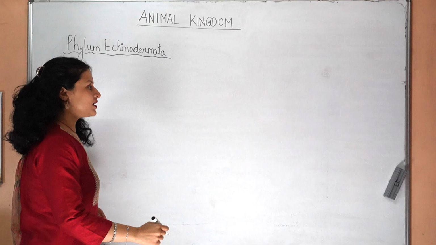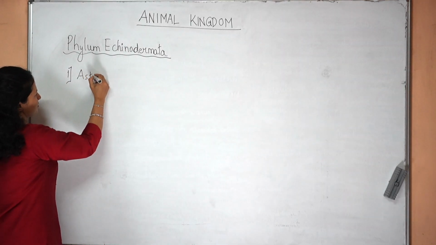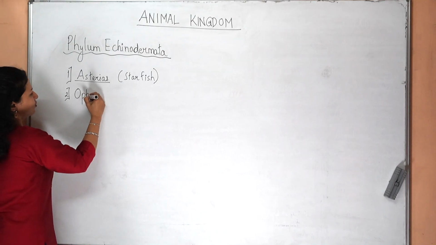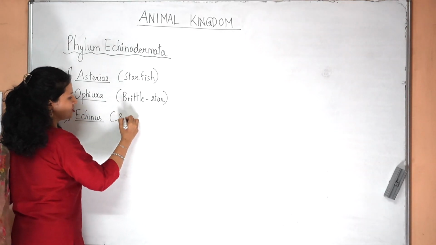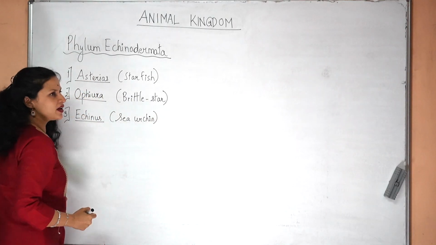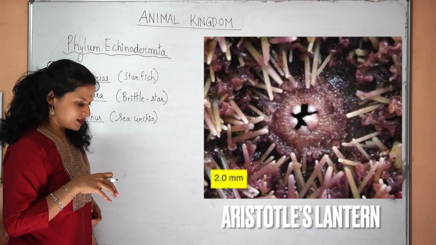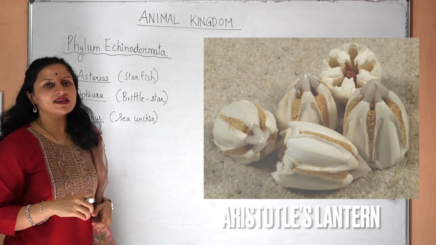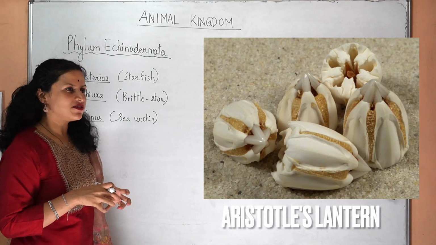Finally, let's cite the examples of echinoderms. The first one is Asterias, which is the starfish. Ophiura, brittle star. Then we have Echinus, the sea urchin. The sea urchin is known to have a specific feeding apparatus, at its oral side, which is called as the Aristotle's lantern. It's a very pretty jaw apparatus that it has with 5 teeth and all.